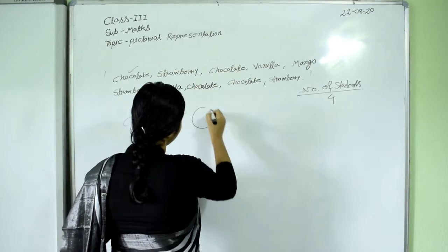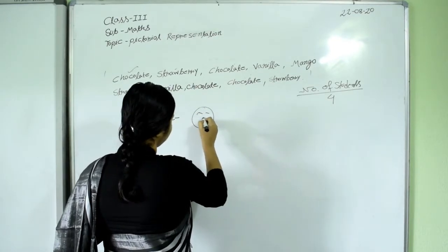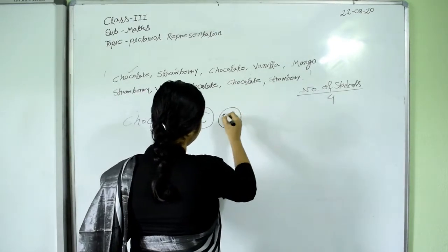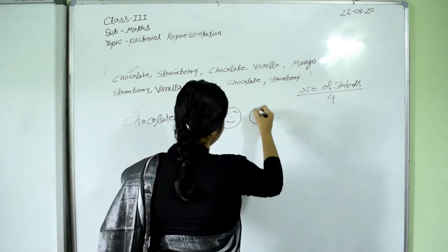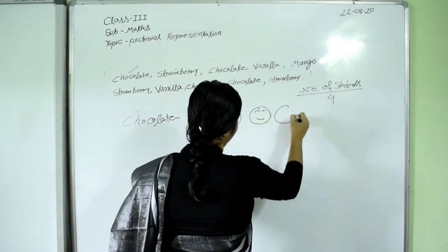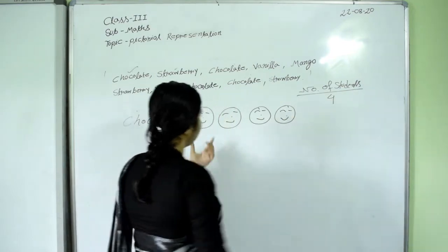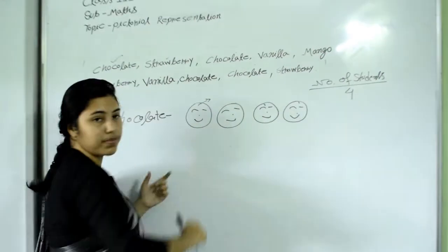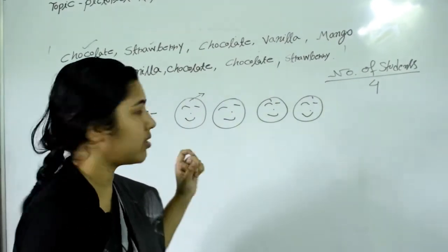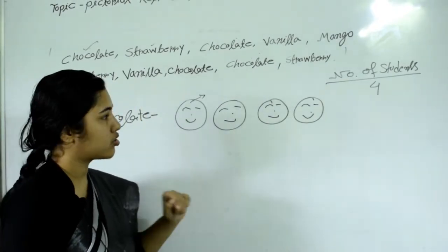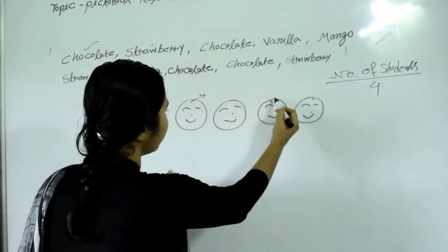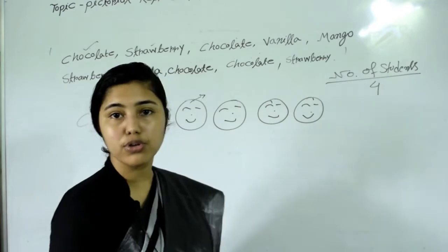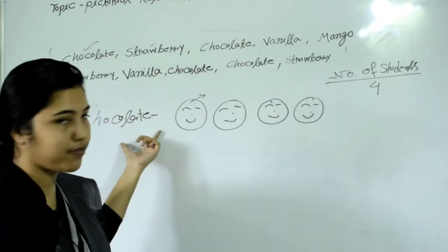Now 1, 2, 3 and 4. Here one smiley face represents one student. So here 1, 2, 3, 4. 4 students like chocolate flavor.